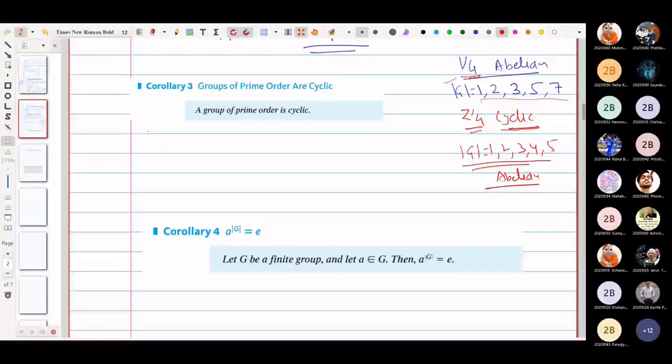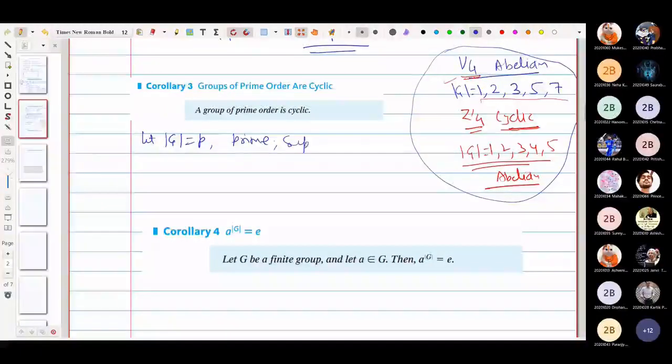So let us see: a group of prime order is cyclic. Let us prove this result. Let G be a group with prime order. So let the order of G be P, where P is a prime. Suppose A belongs to G, and A is a non-identity element.